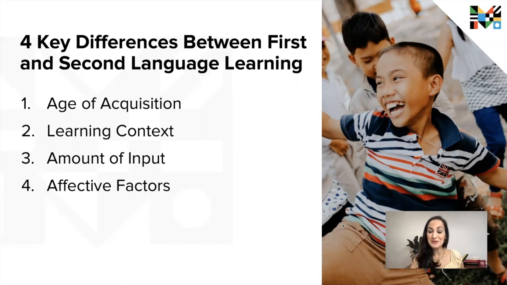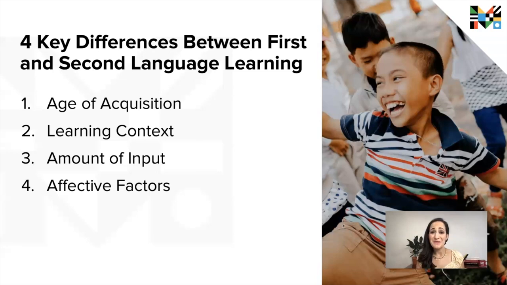Well, there you have it. 4 key differences between first and second language learning. There are several other factors that have been shown to influence language learning, like individual differences in cognitive abilities or how similar a learner's L2 is to their L1. We'll get to those in later videos. But the 4 factors that we discussed today, age of acquisition, learning context, amount of input, and affective factors like anxiety and motivation, differ widely across L2 learners, but relatively little among L1 learners.